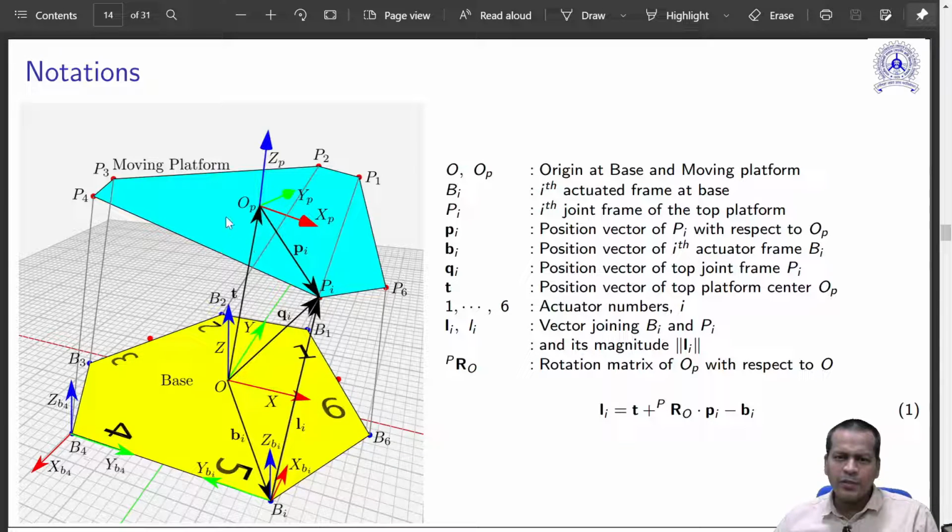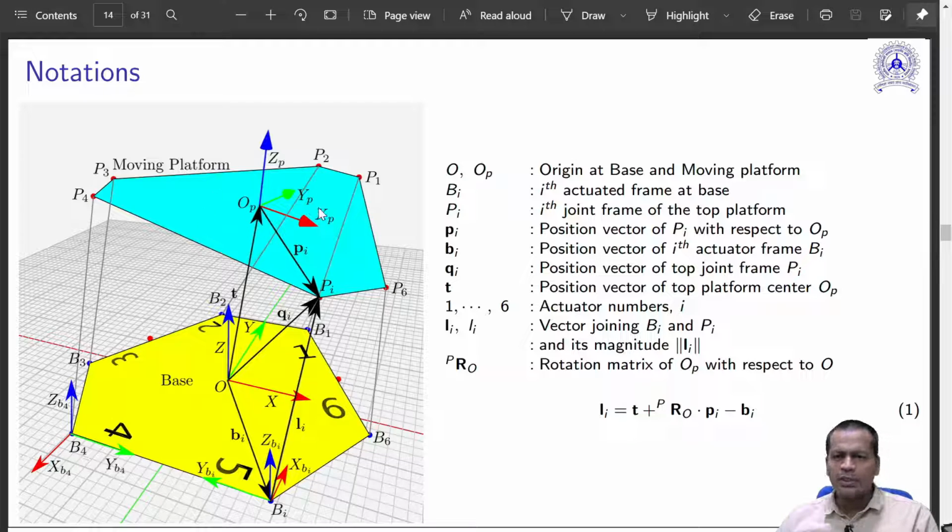Provided we know the orientation of the top platform, we can directly calculate the rotation matrix for that. If you multiply this position vector with that rotation matrix, you get this vector in terms of O, that is the base platform. You already know this T vector, the position vector of the top platform. This is the input, because you know where you want to go.